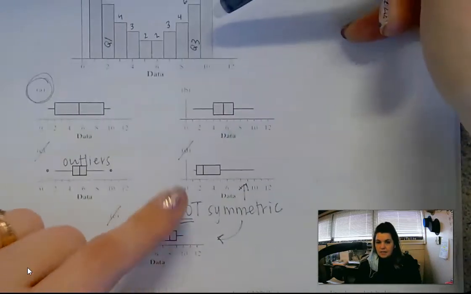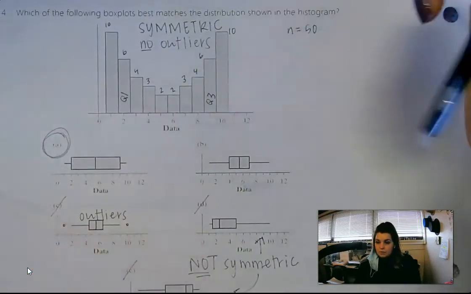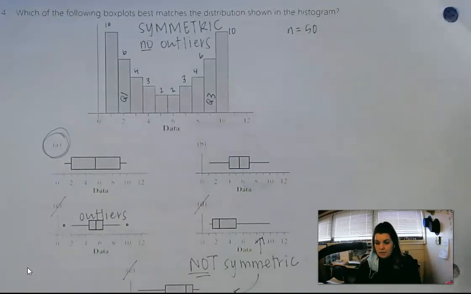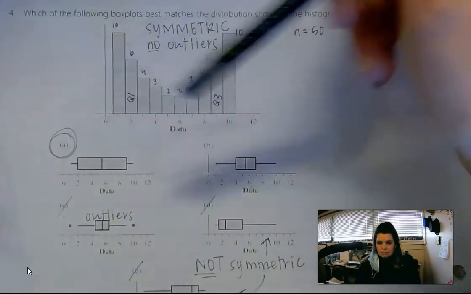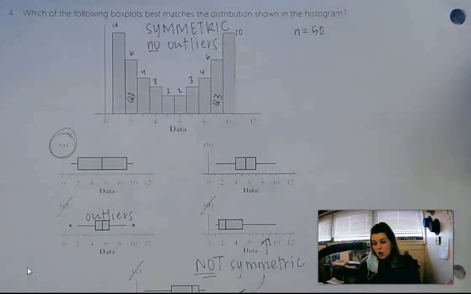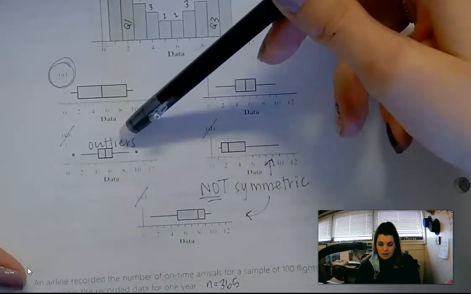Then the next thing I used was that there are no outliers. So remember, if we don't have a gap in the data from what we think is the outlier to the rest of the data, then it usually isn't an outlier. I shouldn't say these, there are no outliers in this data set, which eliminates C.